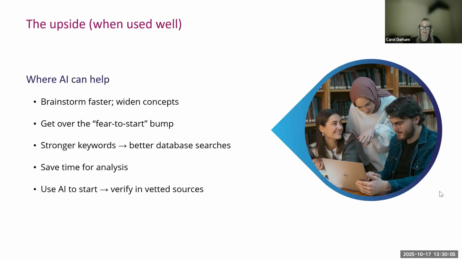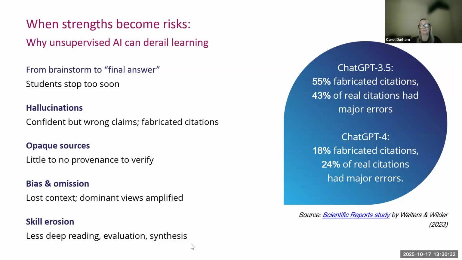You can use it to suggest synonyms and adjacent terms that can translate into stronger database queries. And it can free up time for critical reading and comparison and synthesis. So I think it's important to think about AI as a starting point, not an end point. So let it help overcome the initial friction and seed better search terms, and then shift into the library resources for the evidence and the citation.